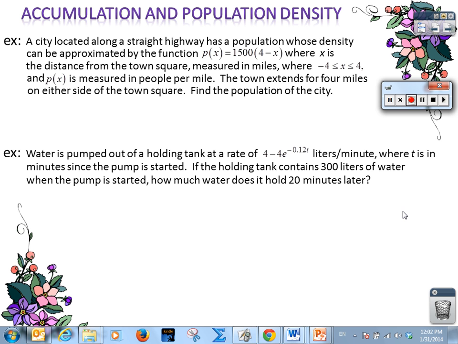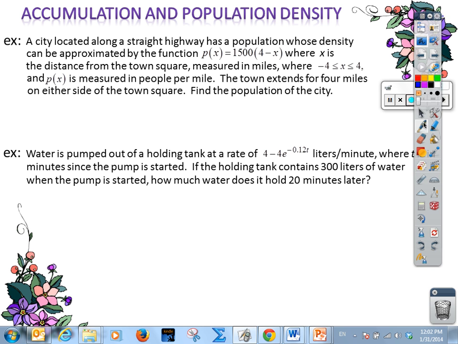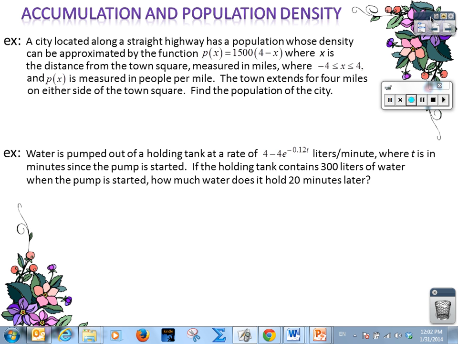We've worked with population density when it had to do with density along a straight strip, a straight line. We've worked with that before. And if you remember what we did, let's draw it out. The first one is similar to one that we've done before, where we have a city located along a straight highway, has a population whose density can be approximated by this function.